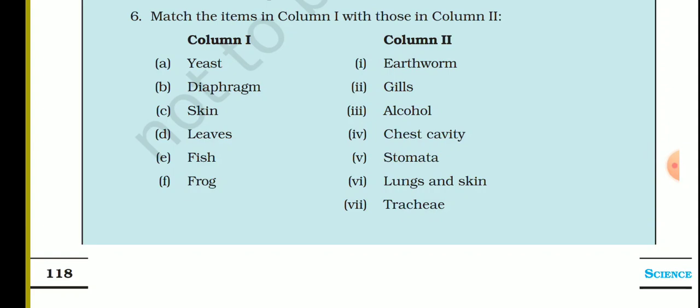D, leaves. Leaves will be matched with fifth, stomata. Then E, fish. Fish will be matched with second option, gills. And the last one, F, frog. Frog will be matched with sixth one, lungs and skin. Okay, so that completes the matching. Yeast with alcohol, diaphragm with chest cavity, skin with earthworm, leaves with stomata, fish with gills, frog with lungs and skin.